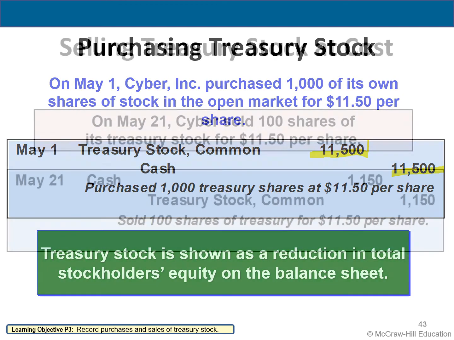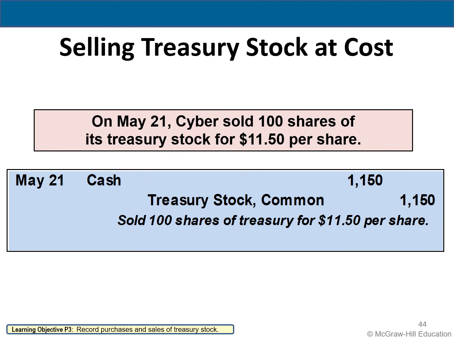All right, so selling treasury stock at cost. If we turn around and resell that treasury stock that we bought back, let's say we sold 100 shares, we're going to debit cash for the 100 shares times $11.50 per share. And we're going to credit, or reduce, our treasury stock common account by $1,150.